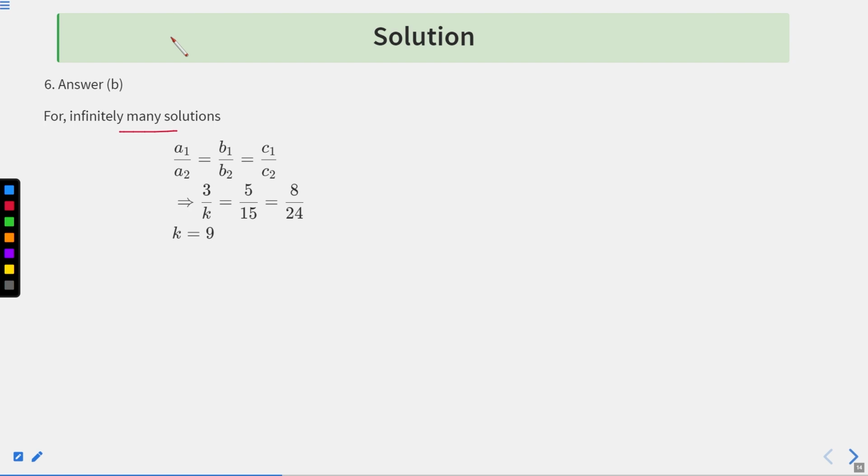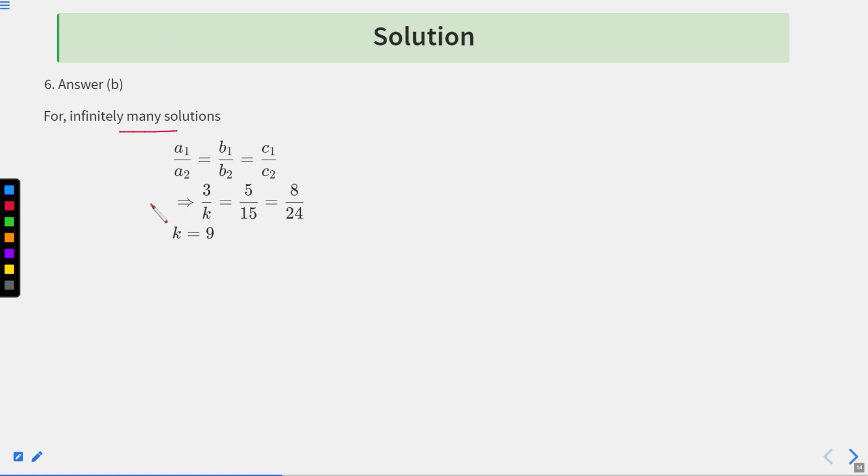Now if we compare the coefficients of the given equations with the general form of a pair of linear equations, a1x plus b1y plus c1 is equal to 0 and a2x plus b2y plus c2 is equal to 0, then we get the values of a1, b1, c1 and a2, b2, c2. Then we can find the ratios a1 by a2, b1 by b2 and c1 by c2. So a1 by a2 is equal to 3 by k, b1 by b2 is equal to 5 by 15, and c1 by c2 is equal to 8 by 24.